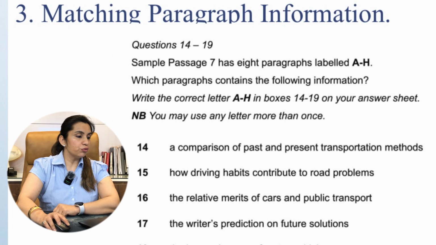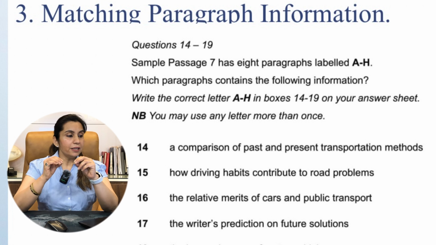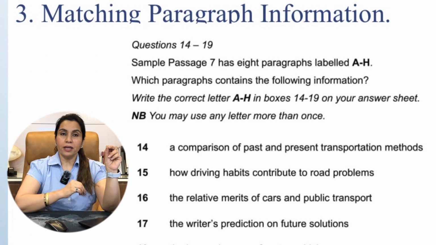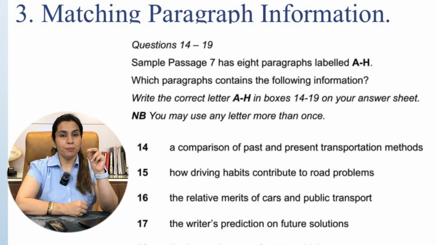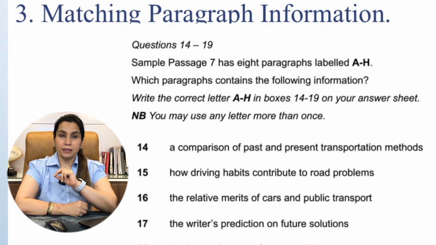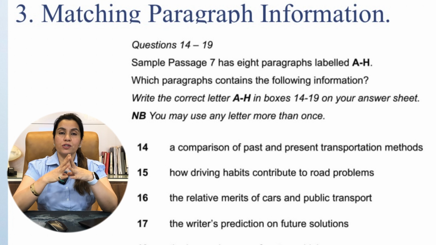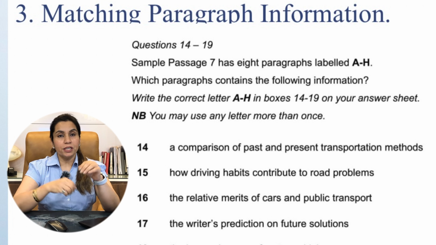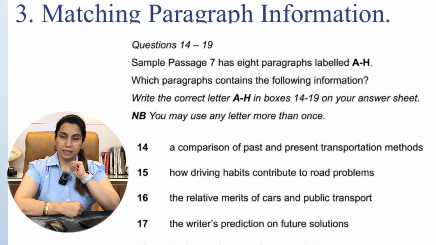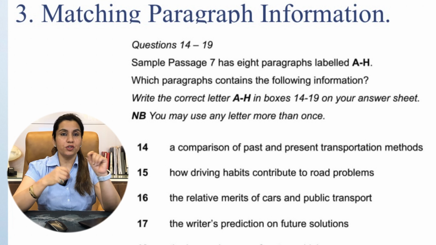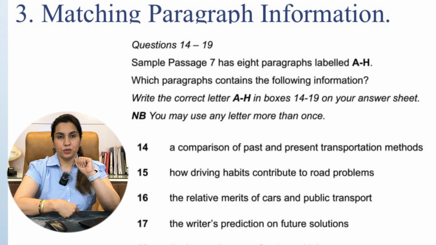Now what we need to do is read the question. Suppose the first question says a comparison of past and present transportation methods. Now we have to see which paragraph is talking about the past and the present transportation methods. We'll need to read the paragraphs, and these questions also don't come in order. You need to randomly check all the paragraphs and see which paragraph is talking about this information.